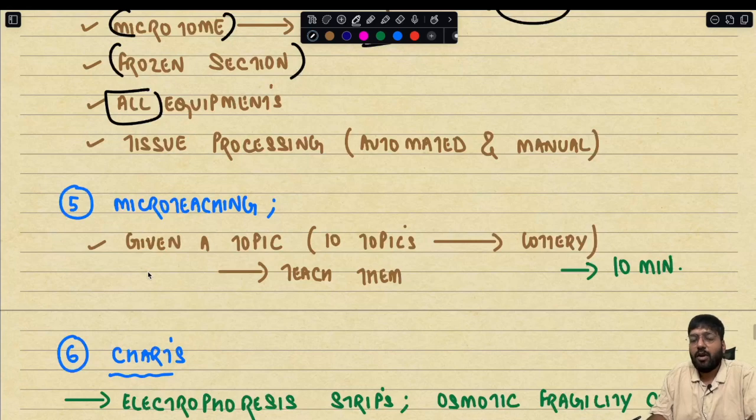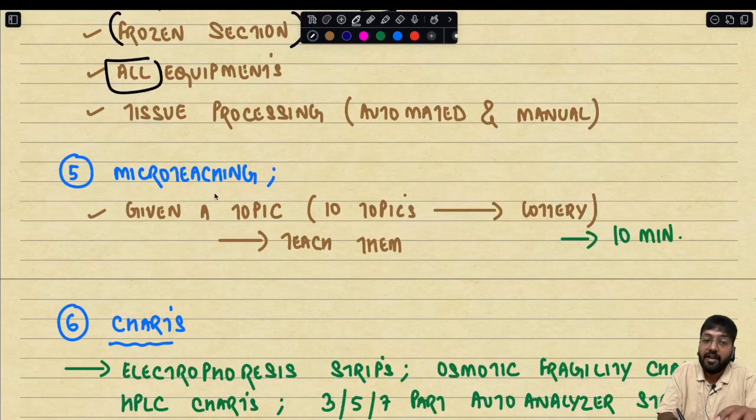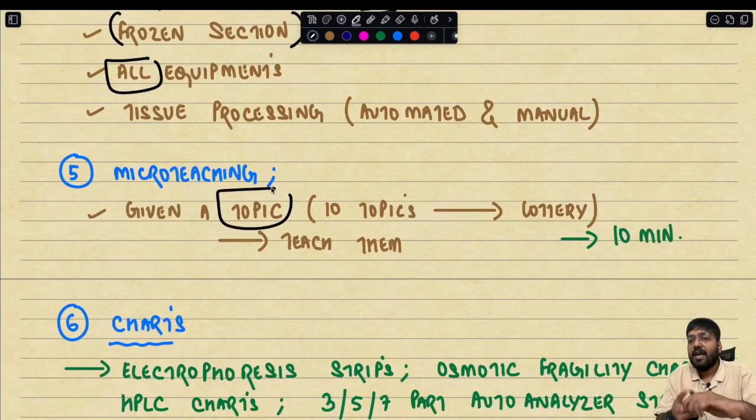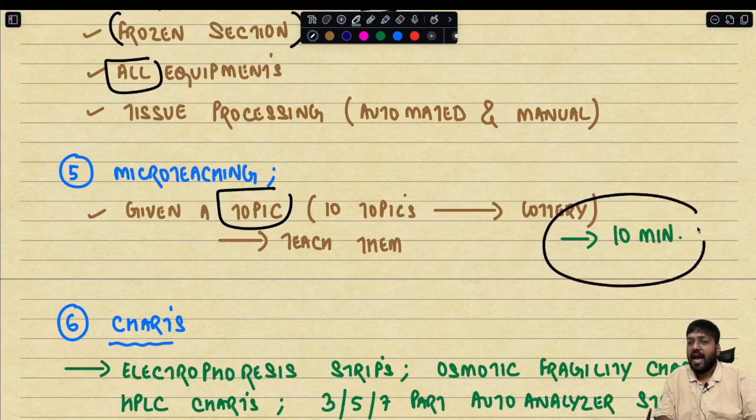Then there is something called micro teaching. This is again very important. You will be given a topic; for example, one day before you are given 10 topics like embolism, APLA, or thrombosis. For one small topic you are given 10 minutes, and you have to teach or speak in front of the examiner. This is the pedagogy session, the micro teaching session, and it will also be there in your exam.